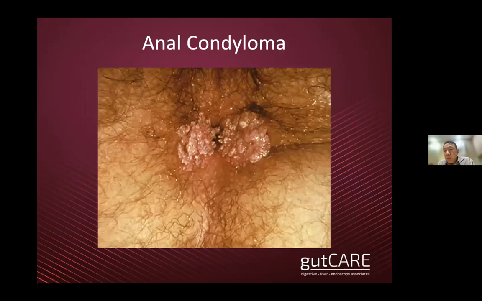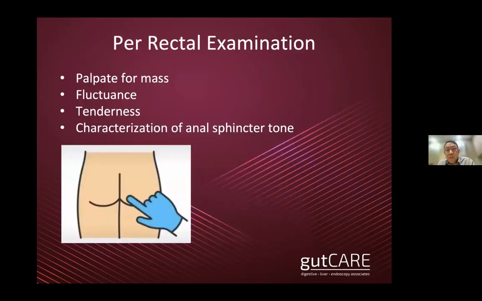And with anal condylomata, you have to screen for sexually transmitted diseases and so on. If you see this, this is not piles, this is a sexually transmitted disease. Then, of course, if they say they have piles and bleeding, you do have to do a per rectal examination. Palpate for mass, look for cancer of the anus, cancer of the rectum. If there is any perianal mass, look for fluctuance for perianal abscess. Any tenderness.